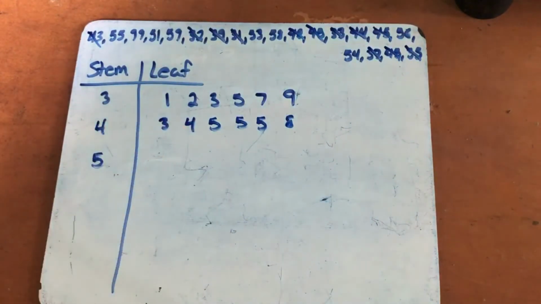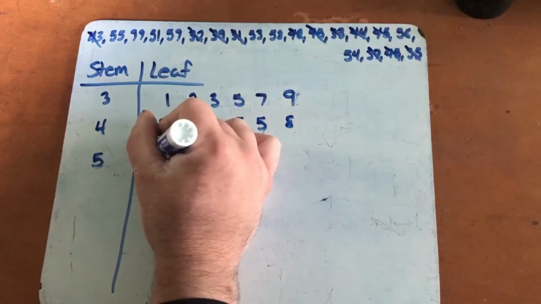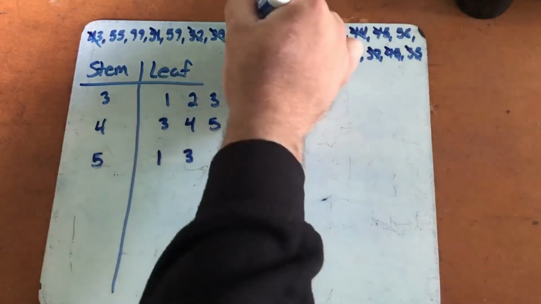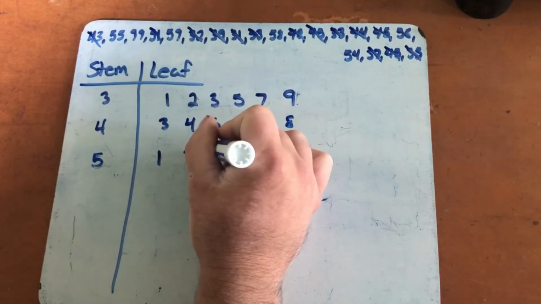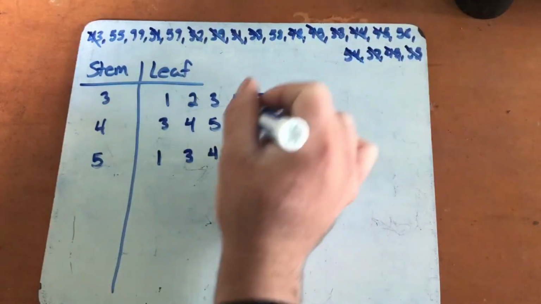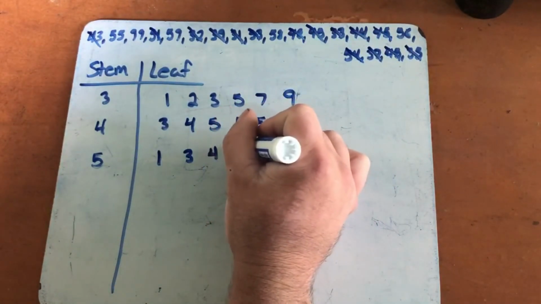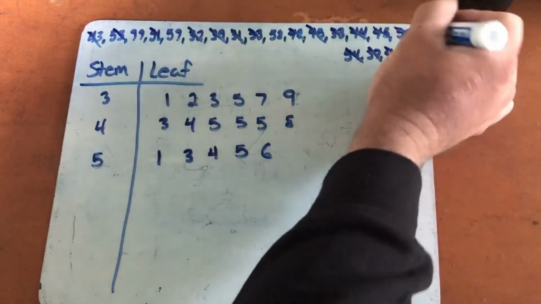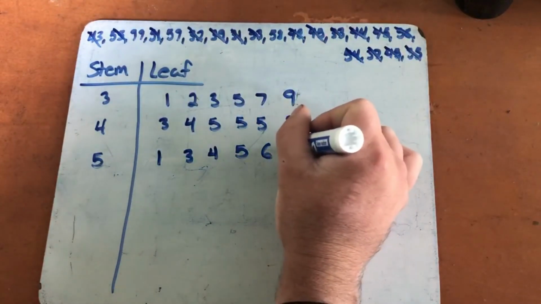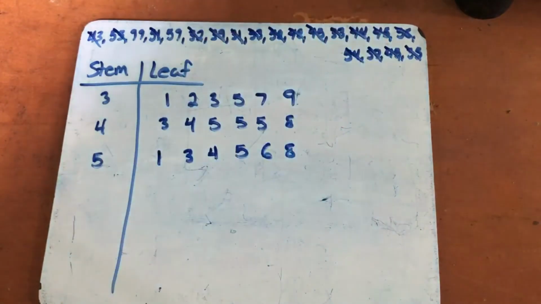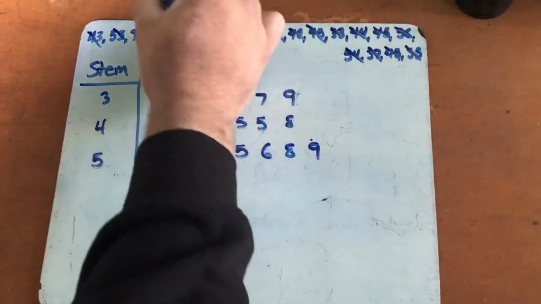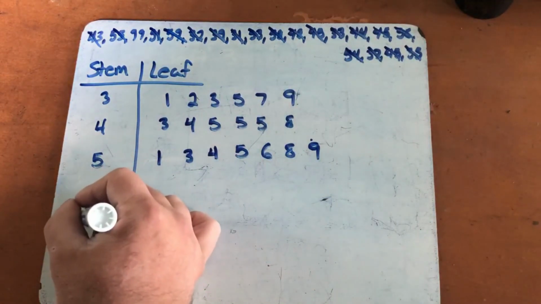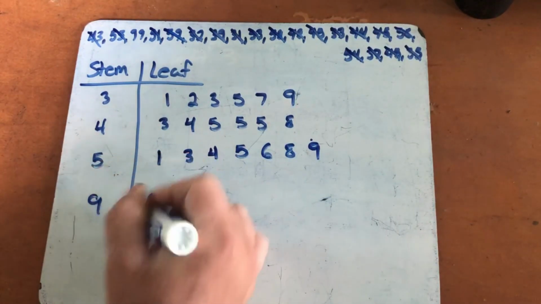Then we go to my 50s. So we got a 51, a 53, 54, 55, 56, 58, and a 59. All right, so now we only have one number left. Notice that it is a 99.